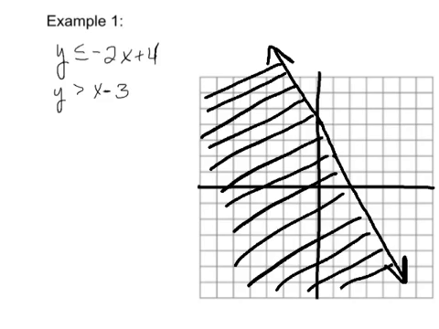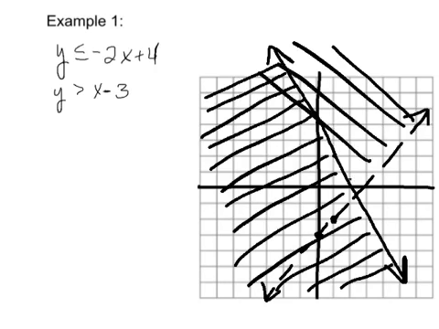Next is y is greater than x minus 3. So we go to our y-intercept of negative 3, 1, 2, 3, and put a dot. And our slope of positive 1, positive 1. Our line is dashed, and we shade above the line. And again, I'm just drawing lines like this.